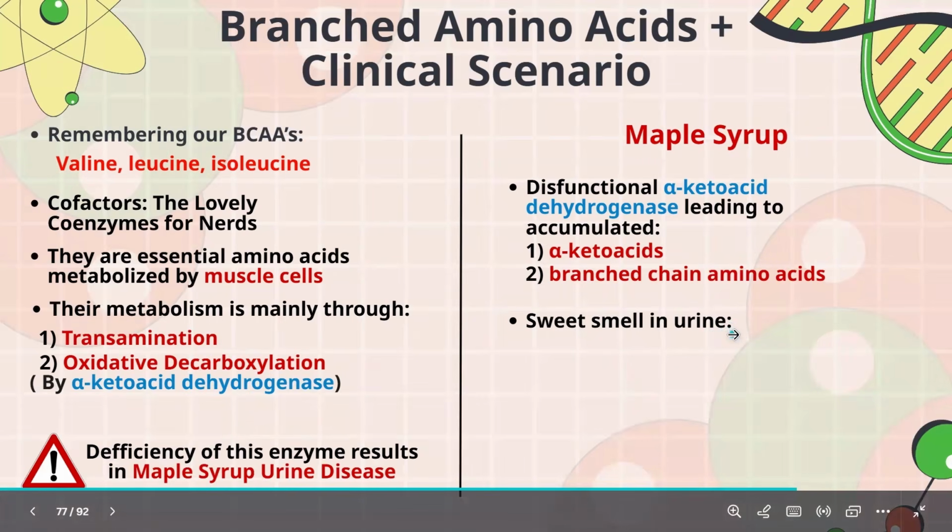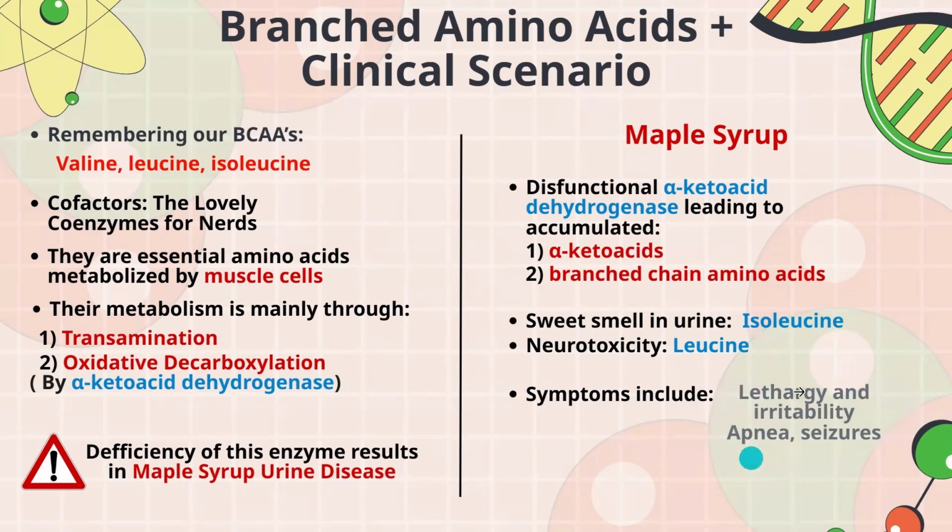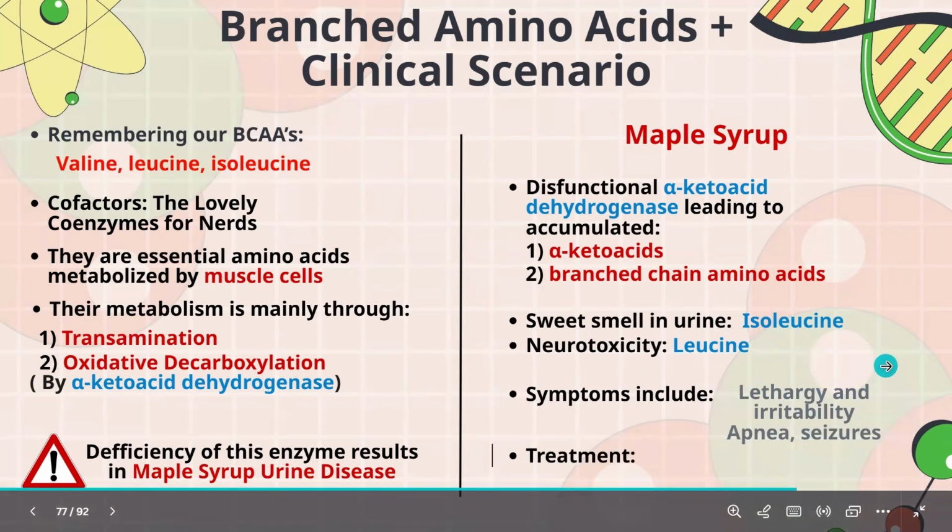And this maple syrup smell is actually caused by increased isoleucine. The neurotoxicity we're going to see is actually from leucine. So valine doesn't really have a role to play here. It has a role, obviously, it's increased, but the things we want to notice here: the smell is isoleucine, neurotoxicity is leucine, and symptoms include lethargy, irritability, apnea, and seizures.